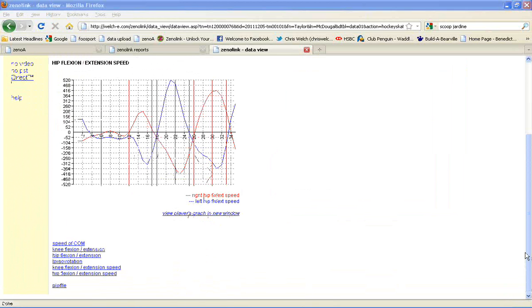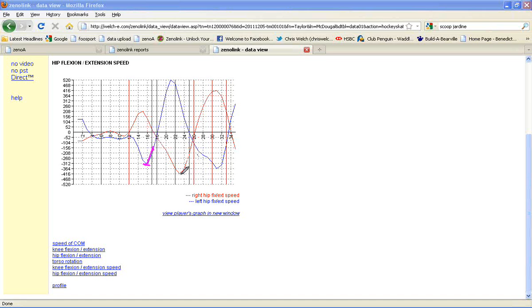Again, at the hip, we're looking for roughly the same pattern. About 300 on the push-off, the extension speed's a little bit lower than the other two gait cycles. But again, we're looking for that extension speed at the hip to be at least 350. We see it coming in about 312. So the extension speed is on the low end, and flexion speed, again, is off.